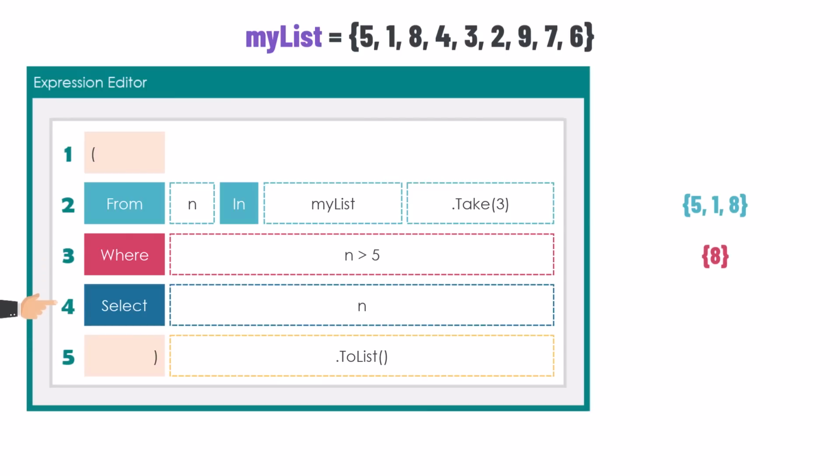The select clause follows. As before, it merely means we're taking the numbers as is, without any modification. Lastly, the toList method converts our result into a list of integers. In essence, from our original list, the query first selects the initial 3 numbers, then filters those greater than 5, and finally outputs a list with the selected numbers. Conclusively, our final output from the query is this list.